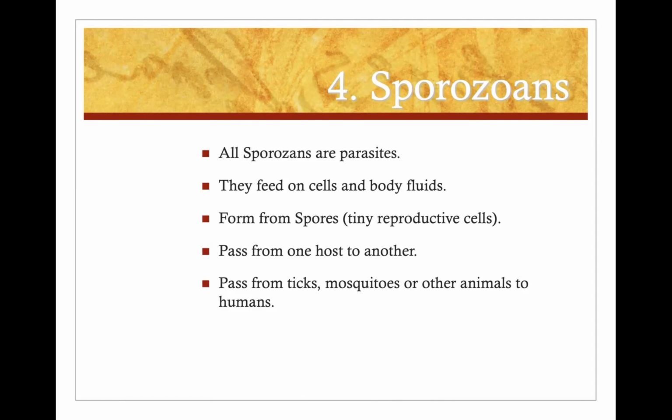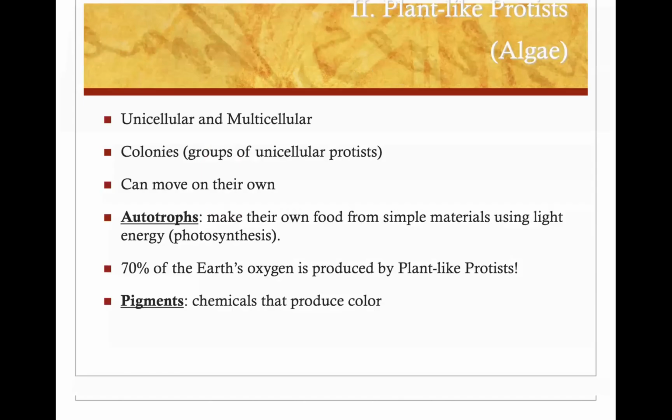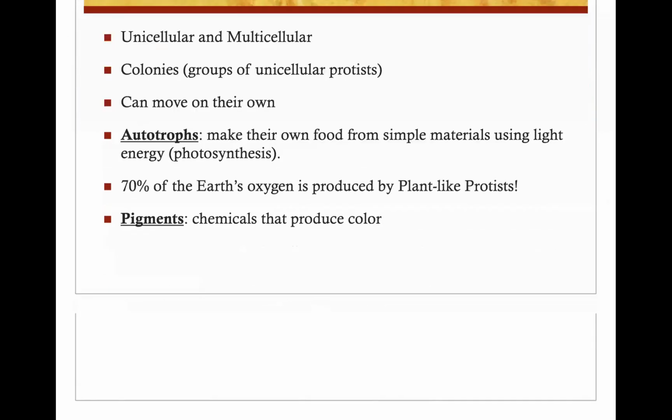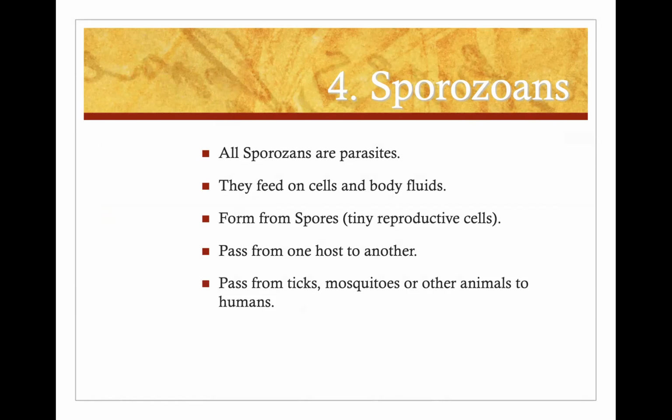One of the most notable sporozoans that comes to mind, one that causes a major human disease, is the plasmodium that causes malaria. Okay, so those are our animal-like protists. I want you to be familiar with the 4 types of animal-like protists and some characteristics of each of them. The sporozoans, as I said, are going to all be parasites, and they will require a host in order to survive. They can also produce spores.